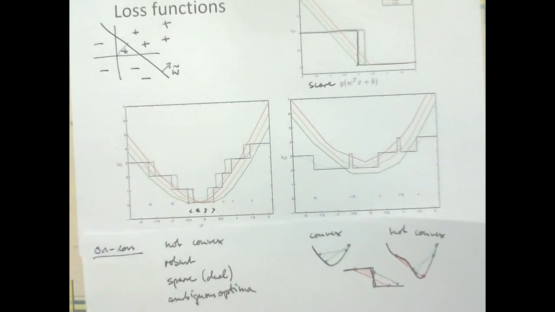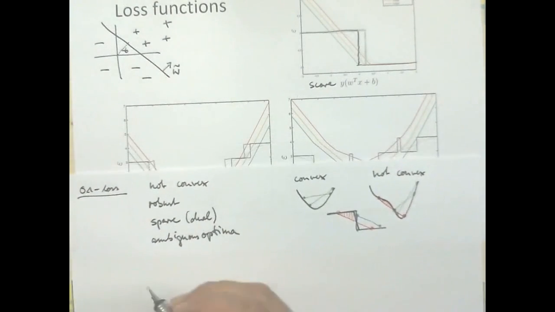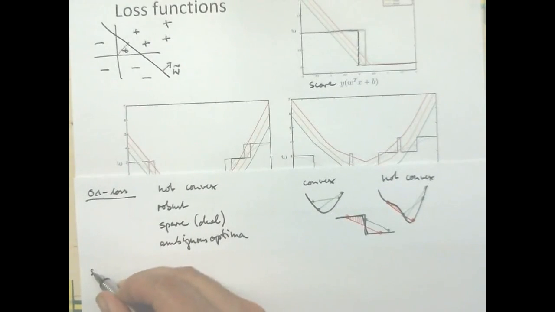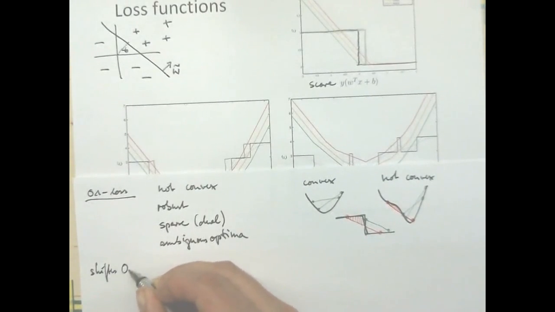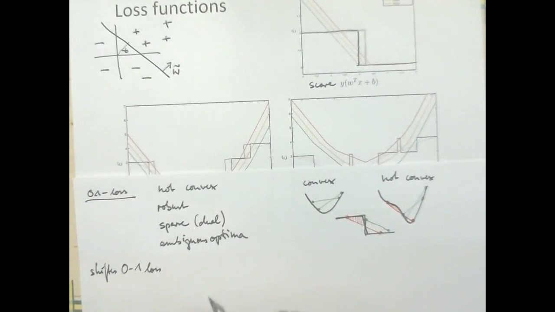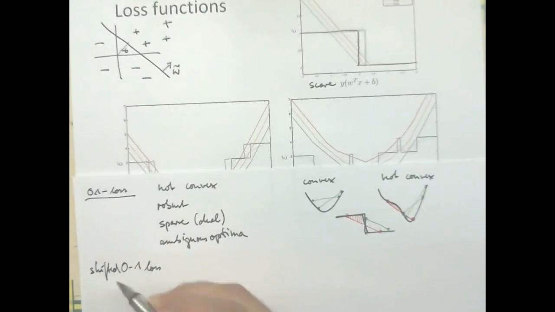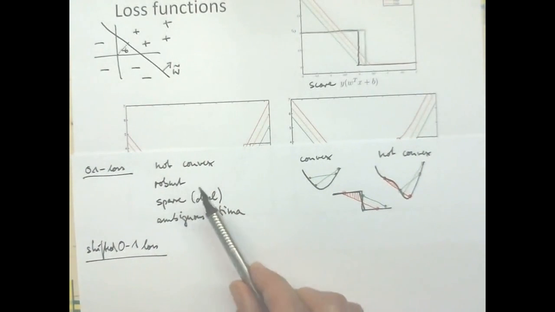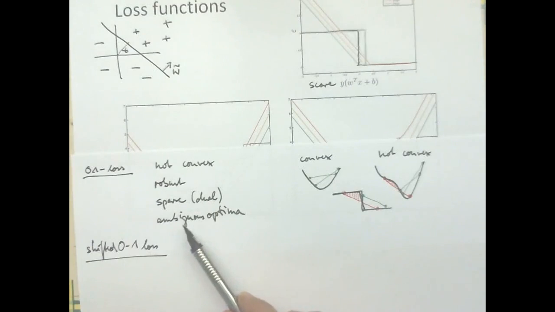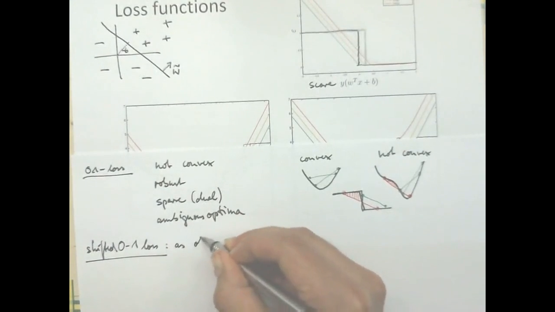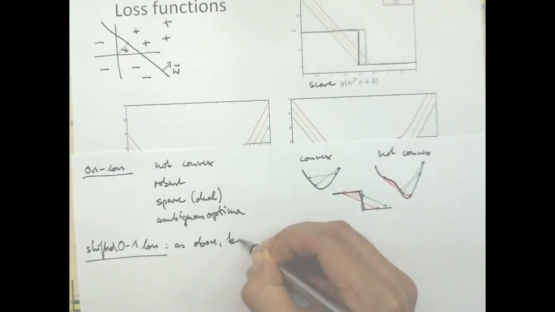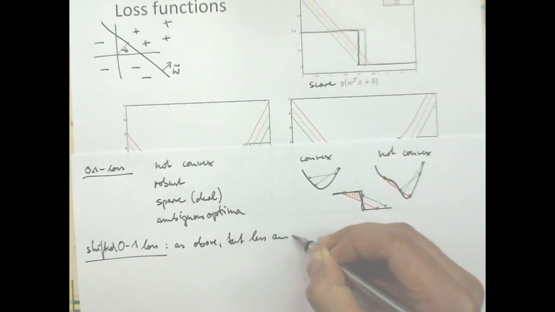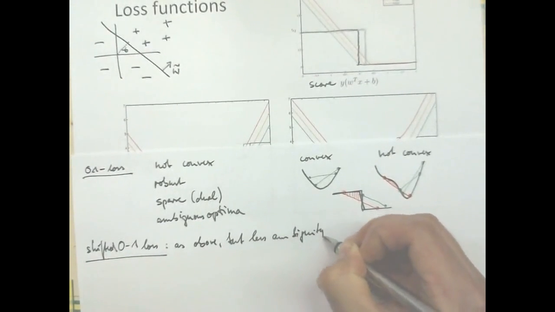Okay, so that was the 0-1 loss, and what we've discussed just now was the shifted 0-1 loss, or you could say the 0-1 loss with a margin, and it inherits the same properties of being not convex, of being robust, of still being sparse, but it reduces the ambiguity. So it's as above, but entailing less ambiguity.